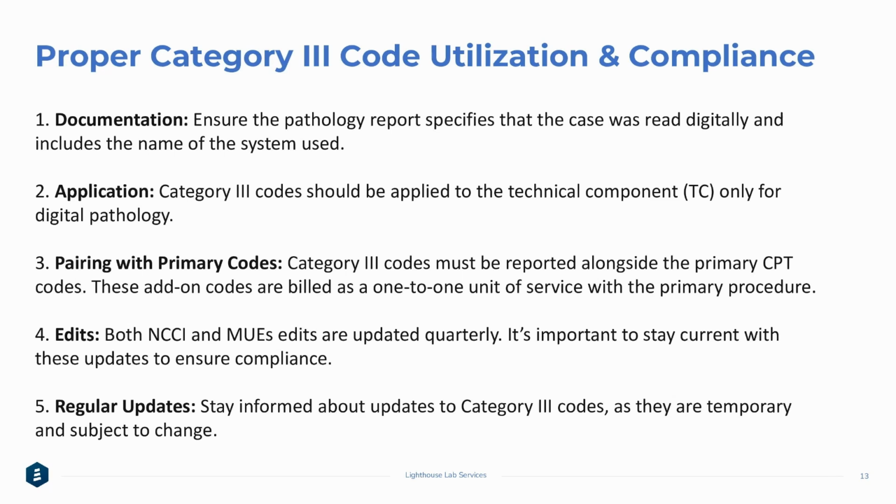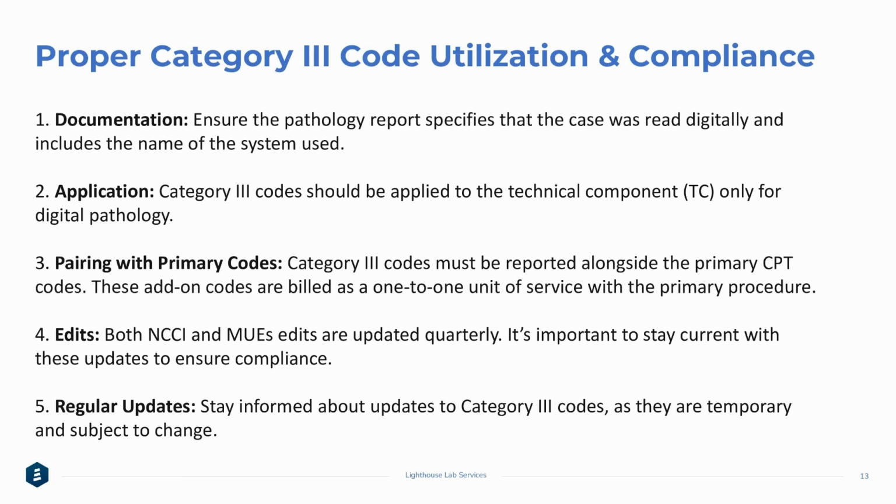Pairing with primary codes, Category 3 codes must be reported alongside the primary CPT code. These add-on codes are billed as a one-to-one unit of service with the primary procedure code. So we have an example. If you are digitizing slides for a surgical pathology procedure, you would report the appropriate Category 3 add-on code for each primary surgical procedure performed.